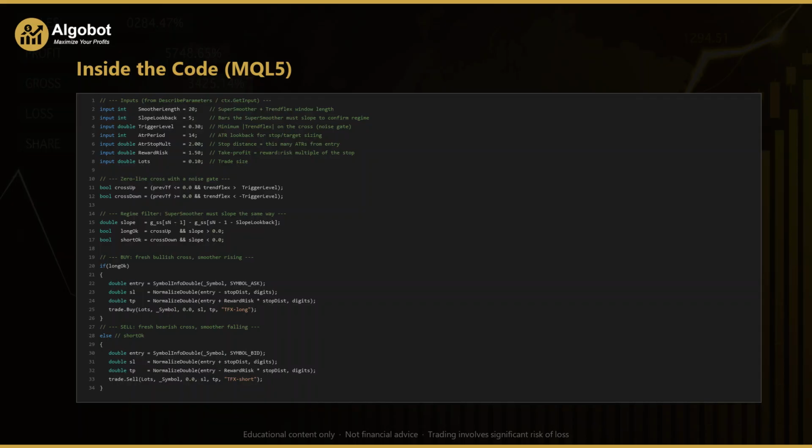Let's read the actual MetaEditor code on screen. At the top are the inputs you can tune. SmootherLength sets both the SuperSmoother and the Trendflex window.